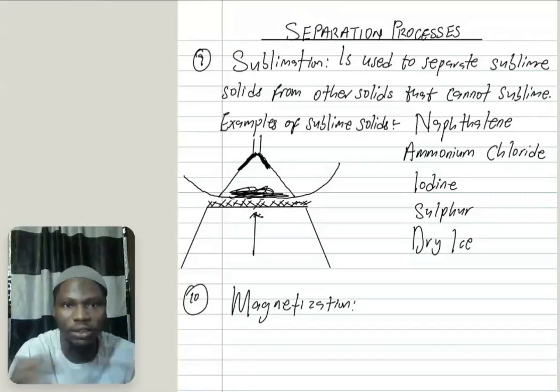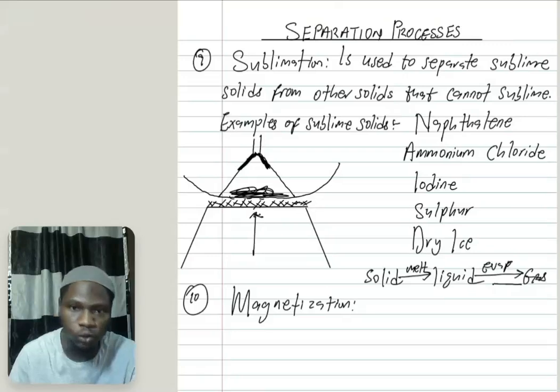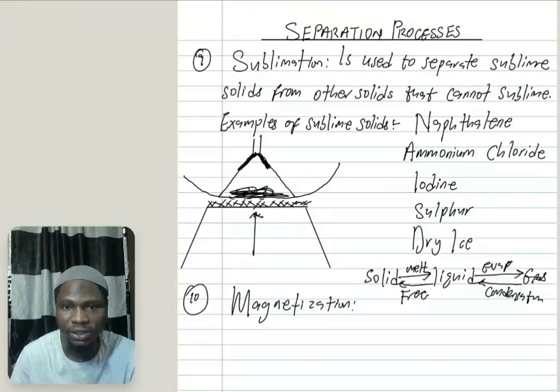When we study the changes of state of matter, you have solid, liquid, and gas. From solid to liquid, that's melting. From liquid to gas, that's evaporation, you can also say boiling. From gas to liquid is condensation. And from liquid to solid is freezing.